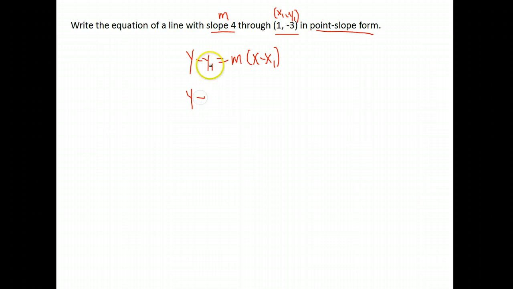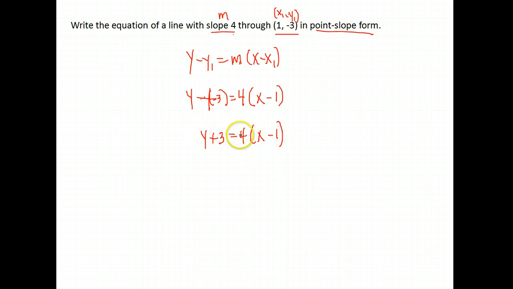So y minus y1 is the y from my point, which was -3. Equals m. M is my slope, they said was 4, times x minus the x from my point, which was 1. And then I simplify. Again, the only thing really I can simplify is this minus a negative becomes plus. That's just a rule of calculating. Okay, and there we have it. That is the point slope form of the equation of a line with a slope of 4 and passing through the point 1, -3.